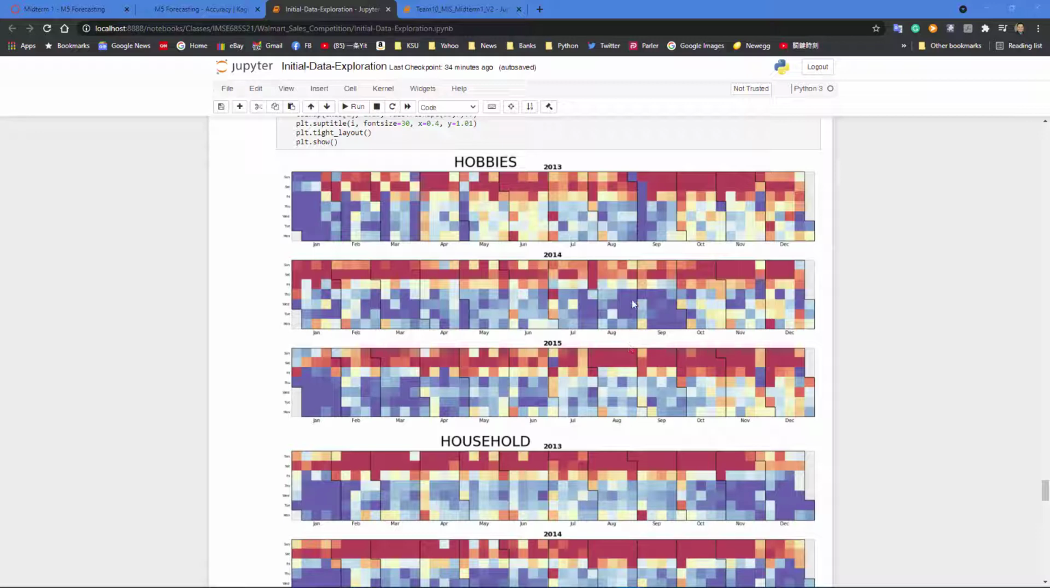See that? The red represents higher cells, and the dark blues represent the lower cells. The yellow represents the middle, and the orange is closer to red, and so on. So this is a heat map.